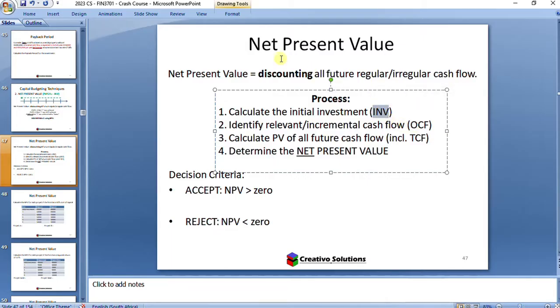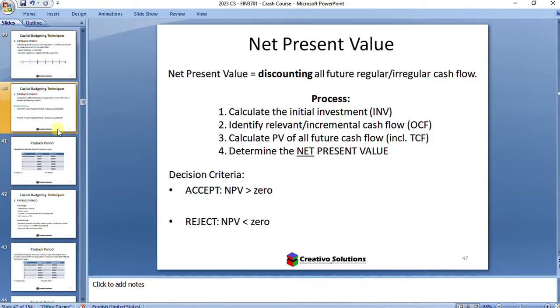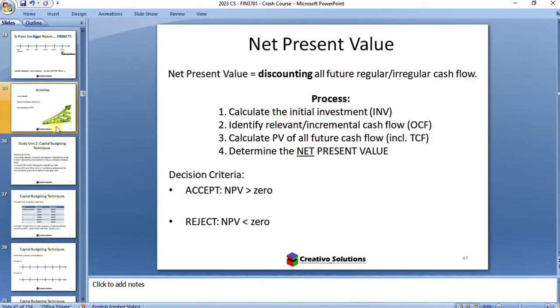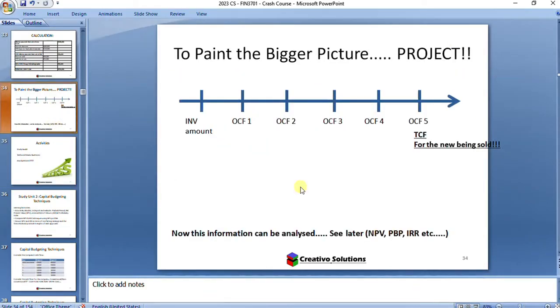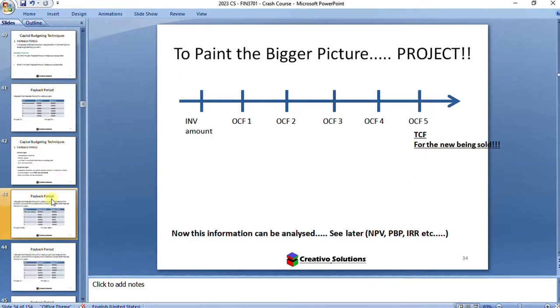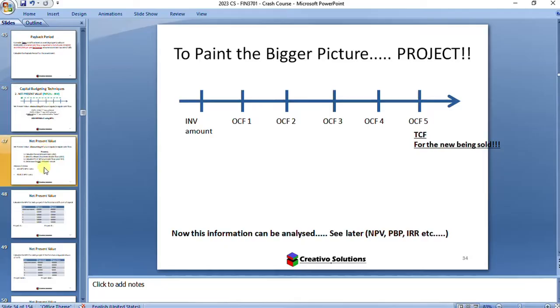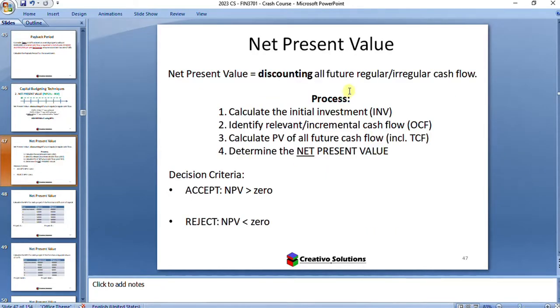Sorry, I said NPV. Okay, to get the NPV, you need all the cash flows. You need the INV, being the initial investment. You need the OCF and you need the TCF, what we created earlier. We're just building on your basics, which came from before. Once you've got all of that, then you can do all of this. That's what I'm trying to do here with this slide. Just remember how everything fits.